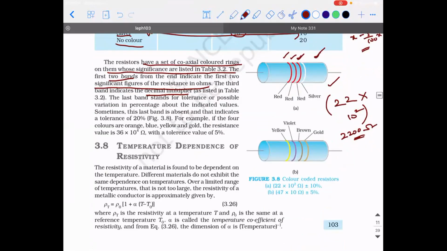So that's what is written here. Tolerance is always written as plus or minus 10%, like how you write the final value after finding the error. In a similar way, shall we try to find for this?